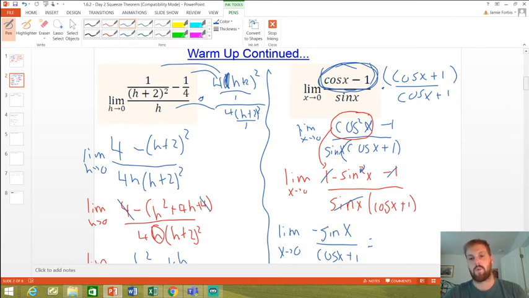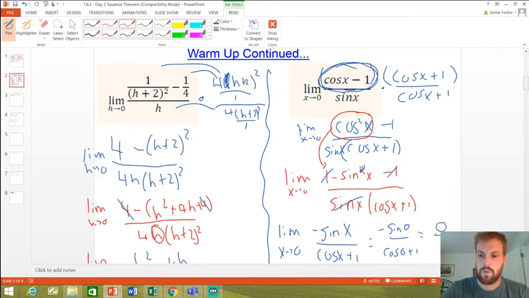So 0 may not work in the original function, but it must be a hole that can work in the other function. So that's negative sine of 0 over cosine of 0 plus 1. In this case the sine of 0 is 0, and the cosine of 0 is 1, plus 1. So in this case, it's just 0.